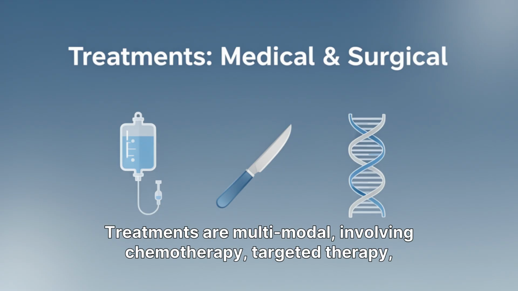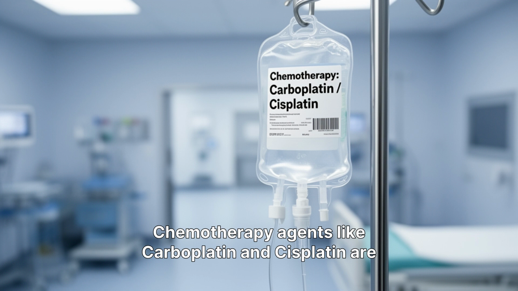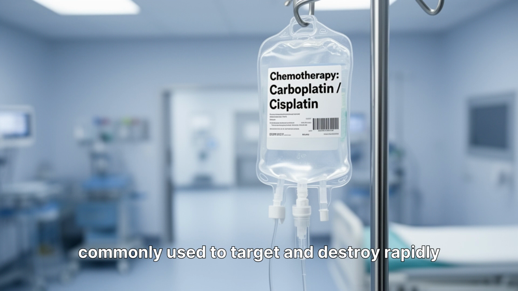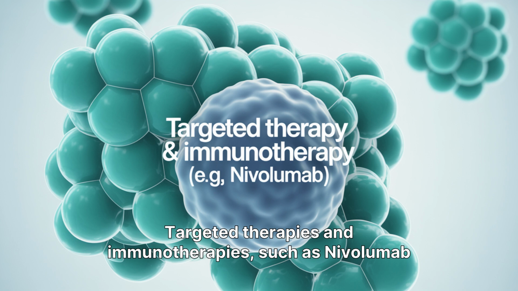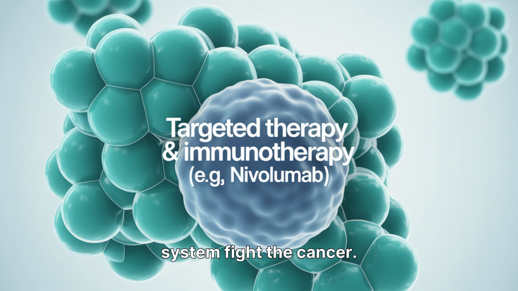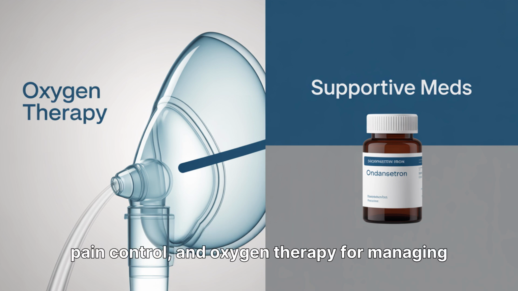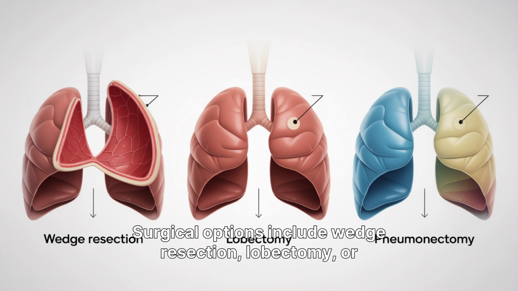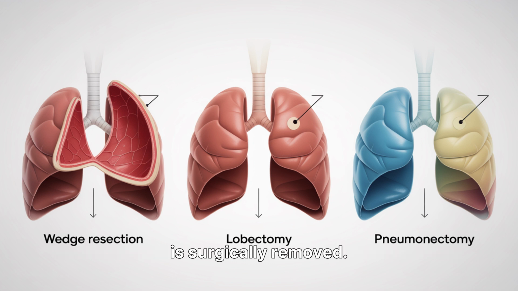Treatments are multimodal, involving chemotherapy, targeted therapy, immunotherapy, and potentially life-altering surgery. Chemotherapy agents like carboplatin and cisplatin are commonly used to target and destroy rapidly dividing cancer cells. Targeted therapies and immunotherapies such as nivolumab and pembrolizumab work by helping the immune system fight the cancer. Supportive care is essential. This includes antiemetics for nausea, analgesics for pain control, and oxygen therapy for managing hypoxia. Surgical options include wedge resection, lobectomy, or a complete pneumonectomy, where an entire lung is surgically removed.